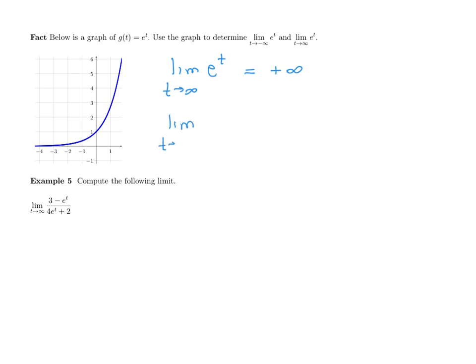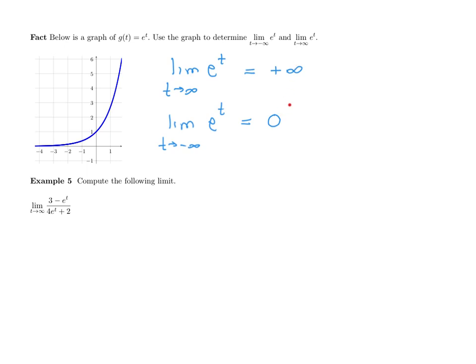Now, the limit as we approach negative infinity, this limit does exist. It's not positive or negative infinity. In fact, it's 0. The graph is approaching y is equal to 0, and y equals 0 is a horizontal asymptote of this function. So just by looking at the graph, this is 0.